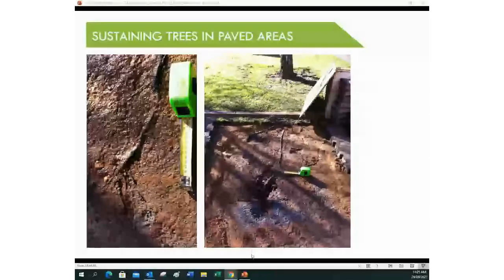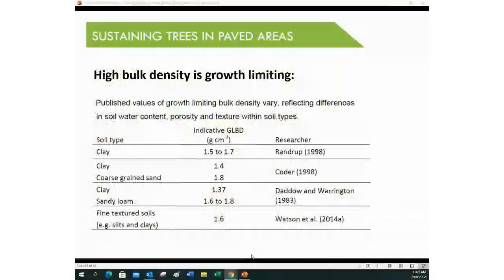This is where it starts to get really interesting. That's 95% maximum dry density. Roots can't penetrate. In engineering terms, that's a positive. In horticultural terms, that's a negative. The language between engineering and horticulture is completely different. There's no words that cross over in some of these areas. 95% maximum dry density is growth limiting bulk density in horticultural language.